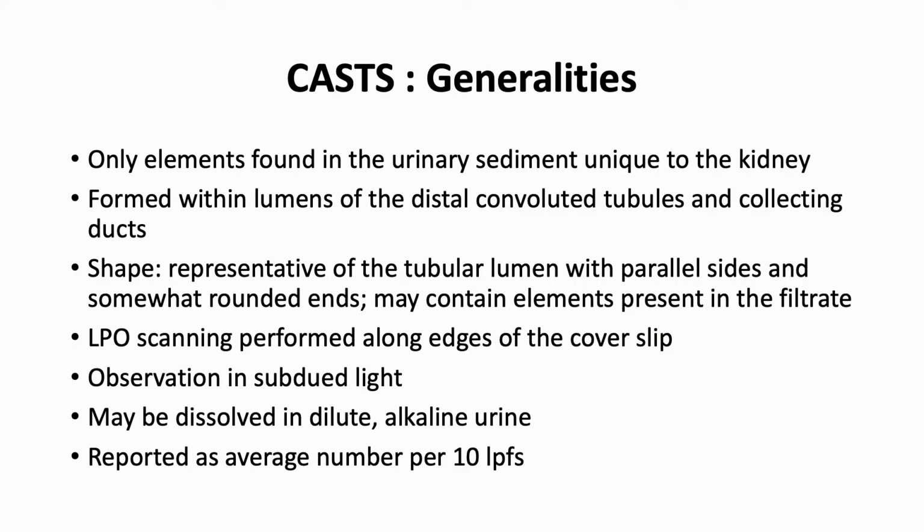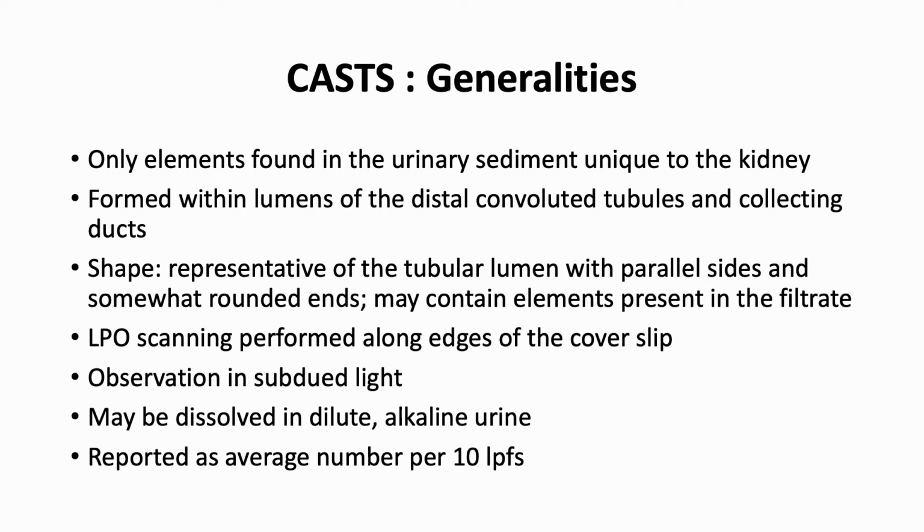Some generalities about urinary casts. So these are the only elements found in the urinary sediment that are unique to the kidney. So the casts provide a microscopic view of the conditions within the nephron. So they are formed within the lumina of the distal convoluted tubules and collecting ducts, and their shape is somewhat representative of the tubular lumen, with parallel sides and somewhat rounded ends, and they may contain the elements present in the glomerular filtrate. So they ought to be examined along the edges of the cover slip on low power, where they tend to aggregate.